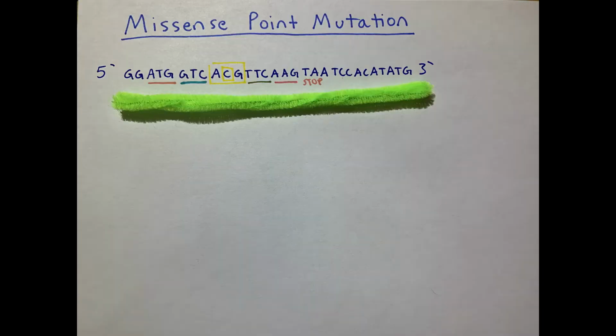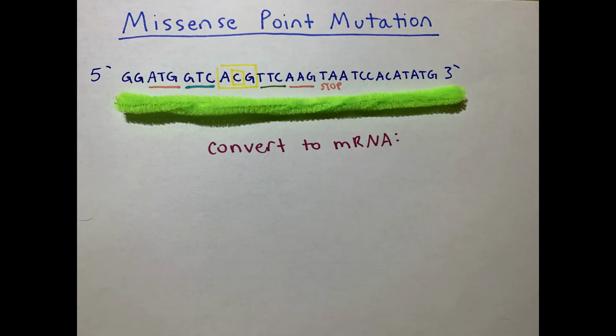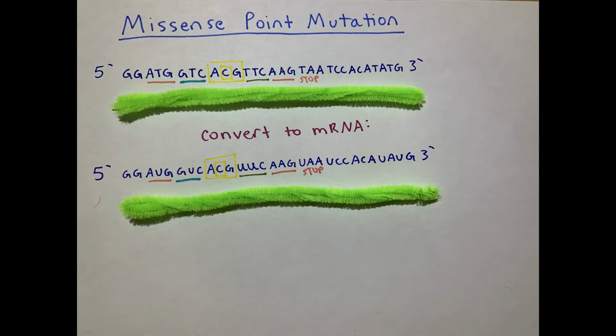For the first point mutation, we are discussing missense point mutation, which is the change of a single base pair which causes a different code for the amino acid sequence, resulting in a different protein. I changed AGG to ACG for the mutation, which we need to convert this DNA sequence to mRNA. Here's the mRNA strand for the missense point mutation.